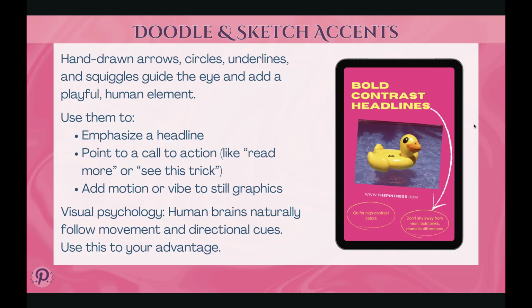So our next two things, one is using doodles and sketch. So anything that looks hand drawn. So everything is very digital on a pin, right? The text is very digital. The image is very digital. It feels digital. So when you add something that looks like someone hand drew it, like this arrow that's on here, that just immediately draws the eye to it because it feels human.